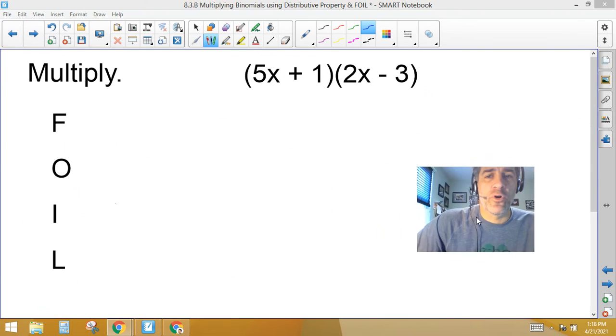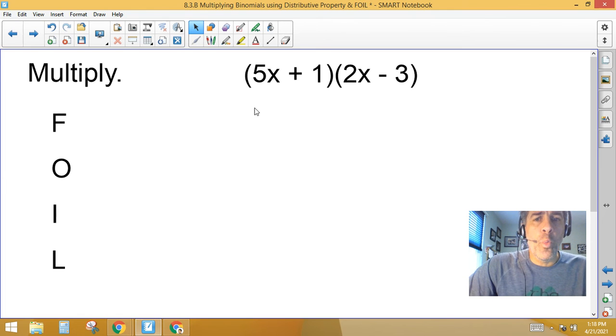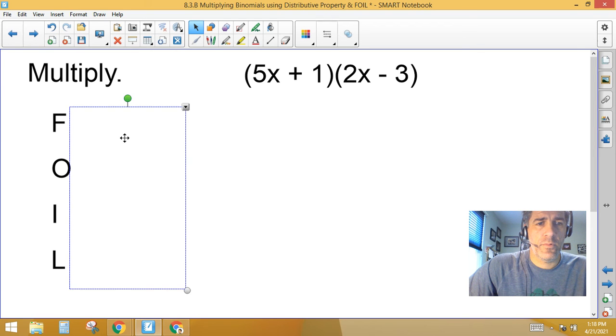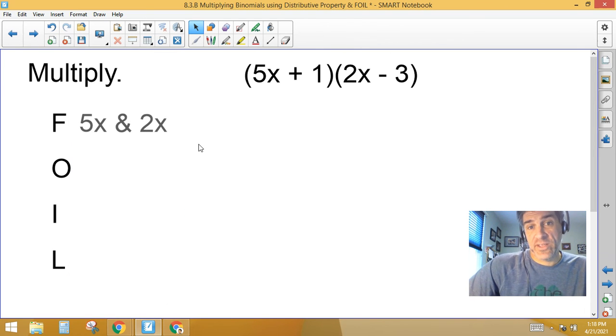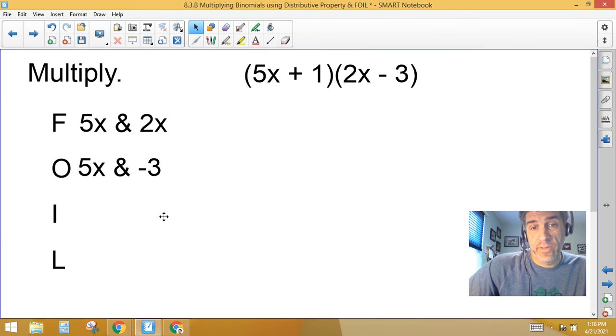Now what about the FOIL method? Let's take a look at the FOIL method. I'm going to go through each part. What would be my first two terms here? When I multiply, what would be my first two terms? Hopefully you came up with 5x and 2x. What about my outer terms? Did you come up with 5x and negative 3, hopefully? My inner terms would be 1 and 2x. And my last terms would just be 1 and negative 3.